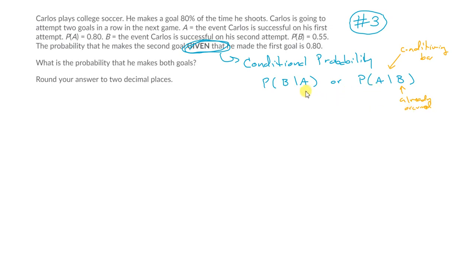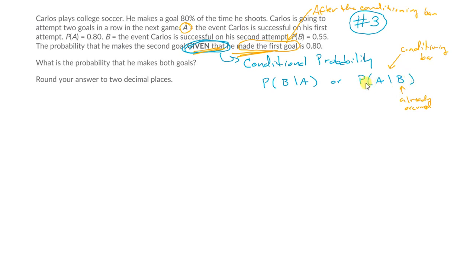Okay, already happened. All right, so now, is that what's true here? They're asking for the probability that he makes his second goal given that he made his first goal. So whatever is the first goal, made his first goal, has to be after the conditioning bar. Whatever's after the words "given that." Okay, so now first goal is what? First goal is A, that he's successful on his first goal. So that means A is the event that we want after the conditioning bar.